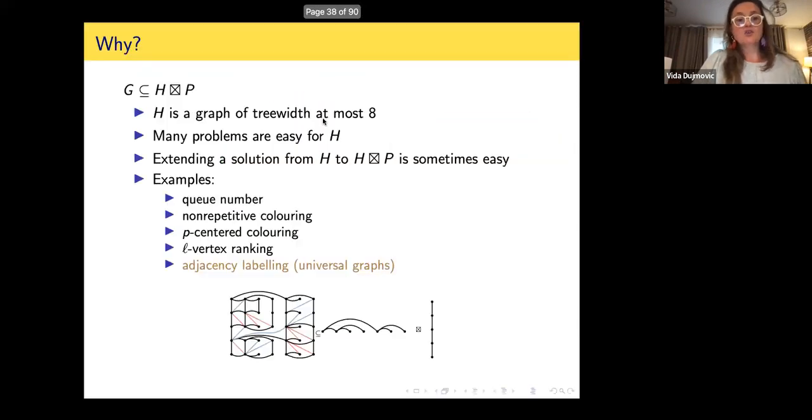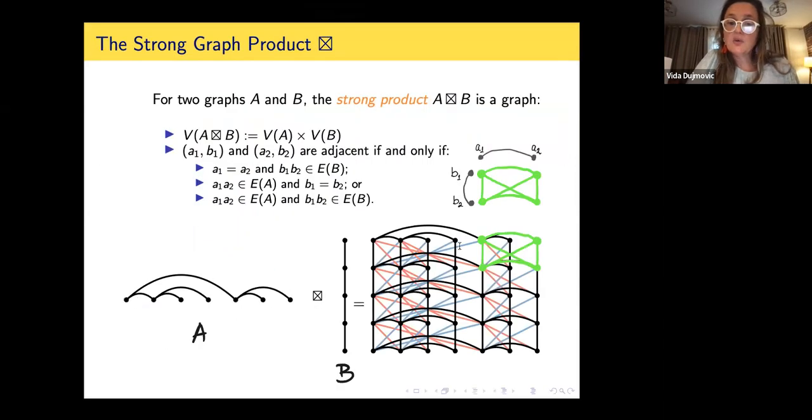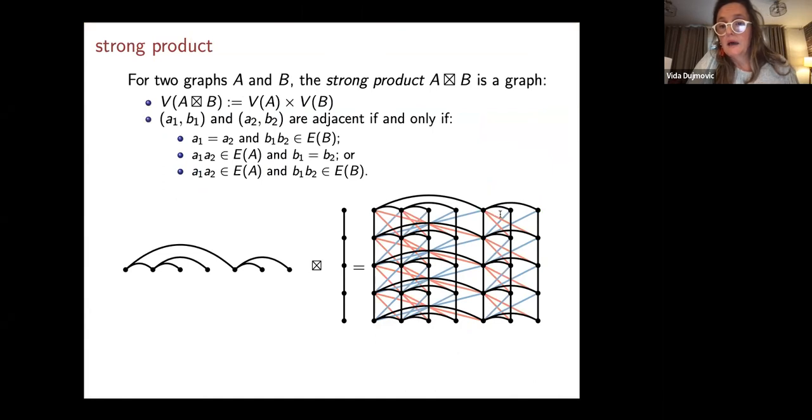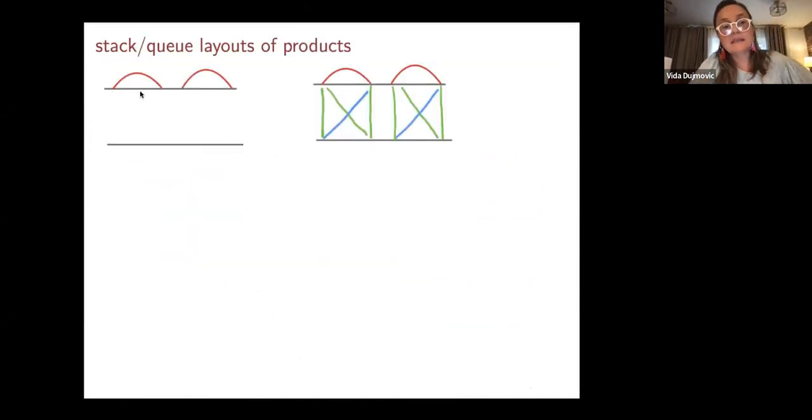So let's see. We have this product. Let me show you this picture again. So you have this product of a bounded tree width graph and a path, and this looks kind of like a grid. And imagine you have a good stack layout of this graph H, or a good queue layout of this graph H. So let's go back and see what can go wrong, or maybe nothing goes wrong. Okay, so we have these layers from the product. So imagine that on the top, I'm looking at a stack layout of graph H. So in each layer, I have a stack layout of graph H, or a queue layout of graph H. So remember, we had these 3 relationships of the edges.